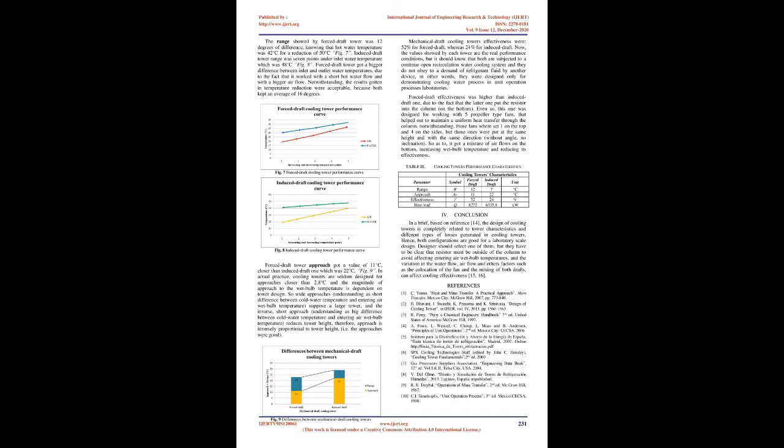The range shown by the forced draft tower was 12 degrees of difference, knowing that hot water temperature was 42 degrees Celsius, for a reduction of 30 degrees Celsius, Fig 7. Induced draft tower range was 7 points under inlet water temperature, which was 48 degrees Celsius, Fig 8. Forced draft tower got a bigger difference between inlet and outlet water temperatures, due to the fact that it worked with a short hot water flow and with a bigger airflow. Notwithstanding, the results in temperature reduction were acceptable, because both kept an average of 16 degrees.